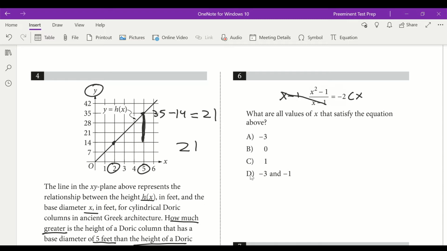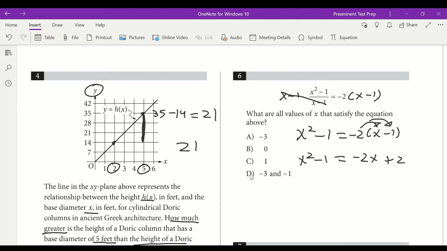We have to multiply x minus 1 by both sides. So we're left with x squared minus 1 equals negative 2 times x minus 1. So we go ahead and distribute our negative 2, and we get negative 2x, and then we have negative 2 times negative 1, which gets us plus 2. So we have negative 2x plus 2 equals x squared minus 1.